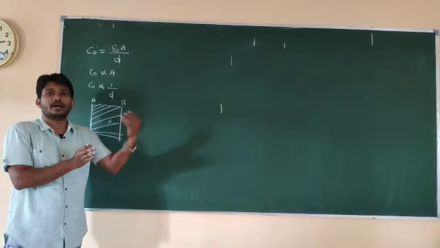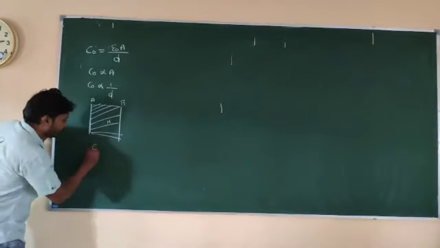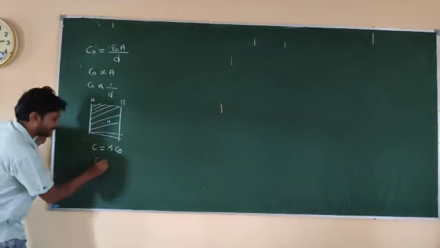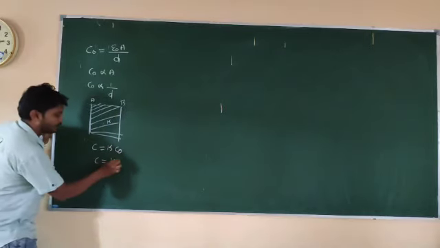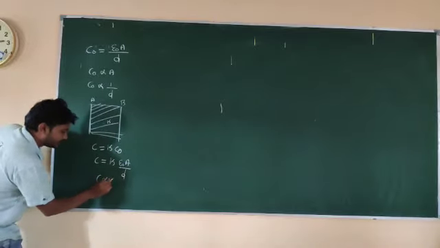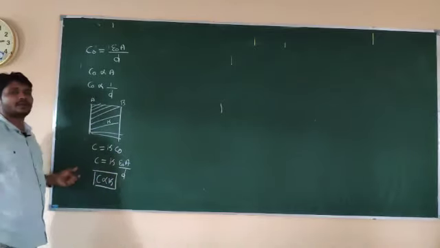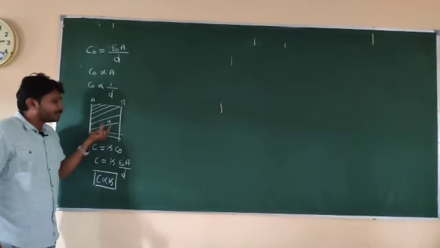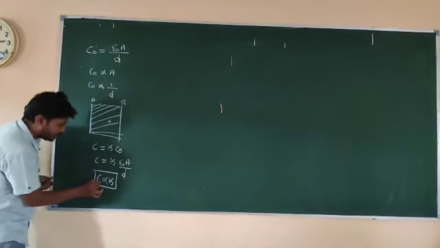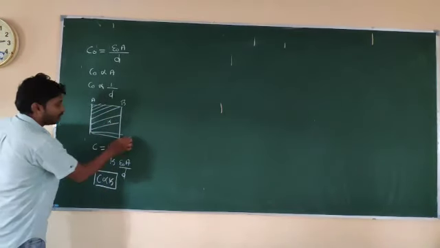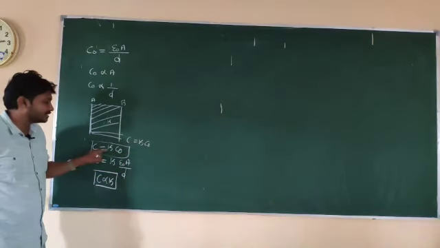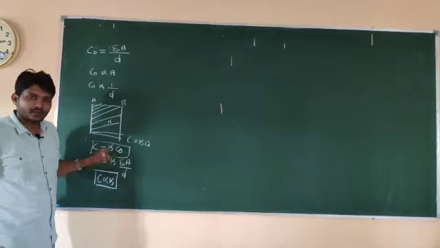For that purpose, in the last video we got the equation C is equal to K into C naught, that is, C is equal to K into epsilon naught A divided by d. It means that capacitance is directly proportional to the dielectric constant. Whenever you place a dielectric medium, its capacitance value increases, because C is directly proportional to K, or C is equal to K into C naught.